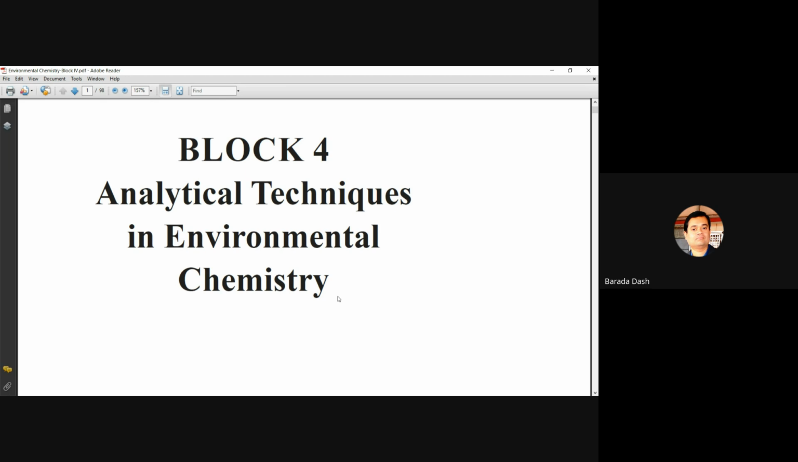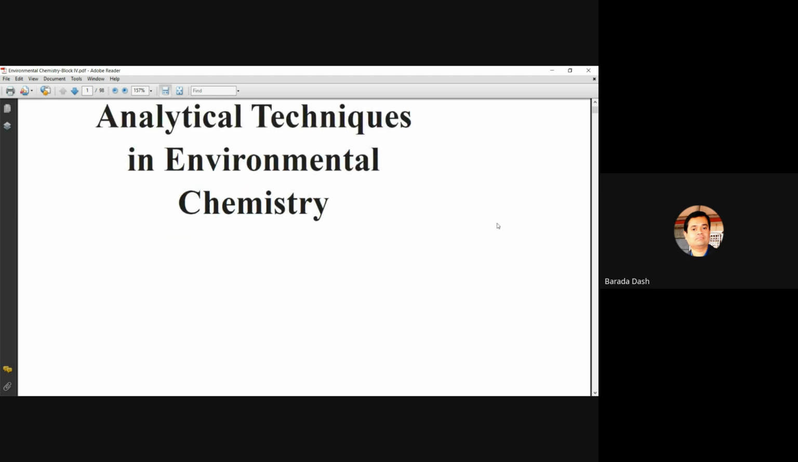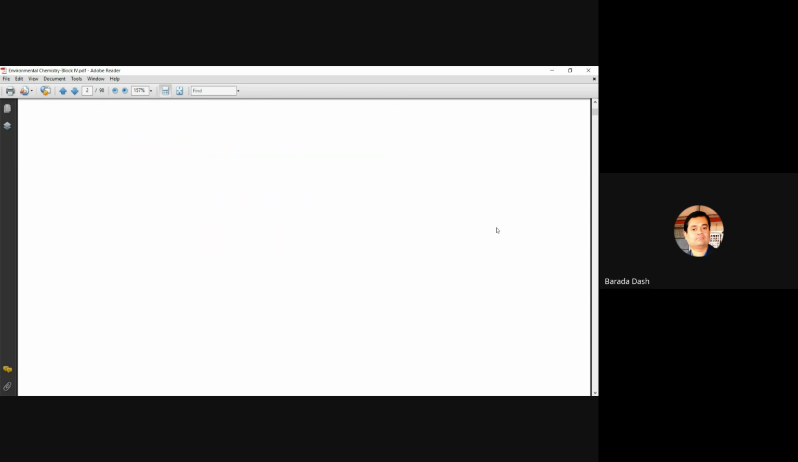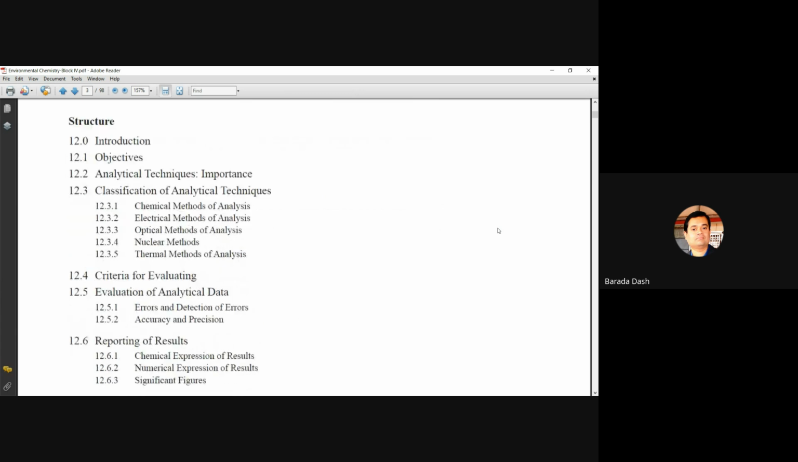So today we are going to discuss block 4, analytical techniques in environmental chemistry. You know what is analytical techniques? Basically, the instruments that we use for analysis of environmental pollutants.